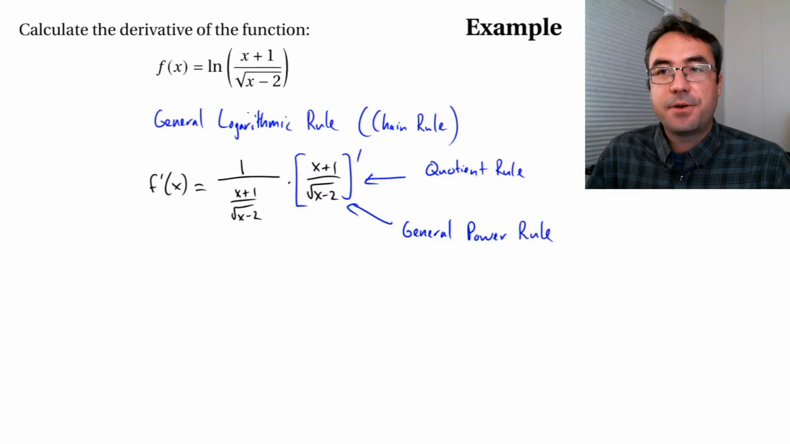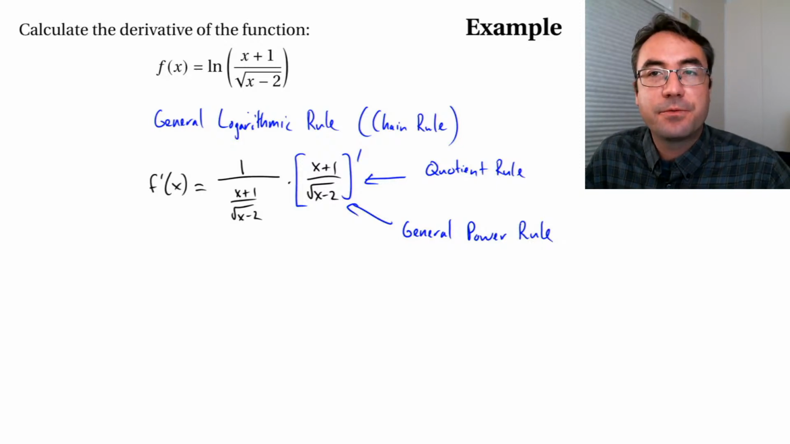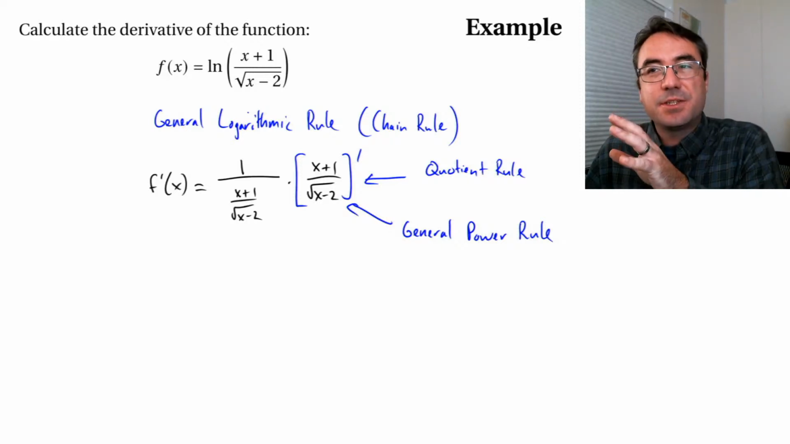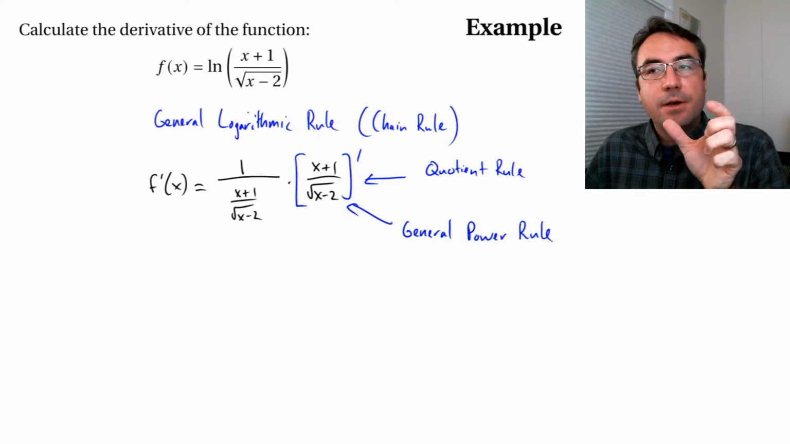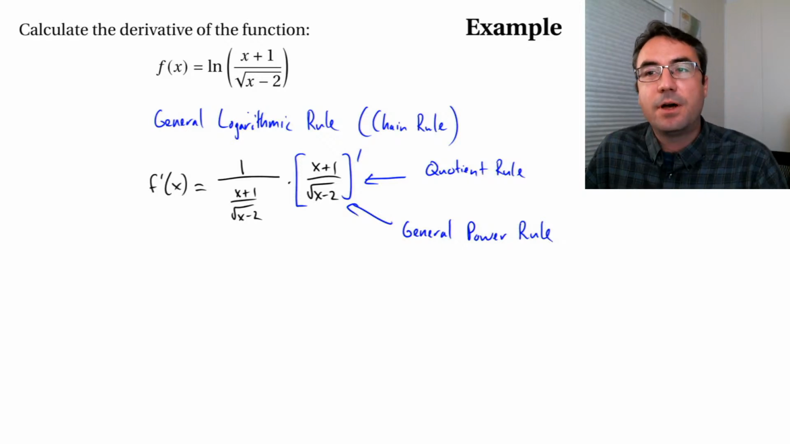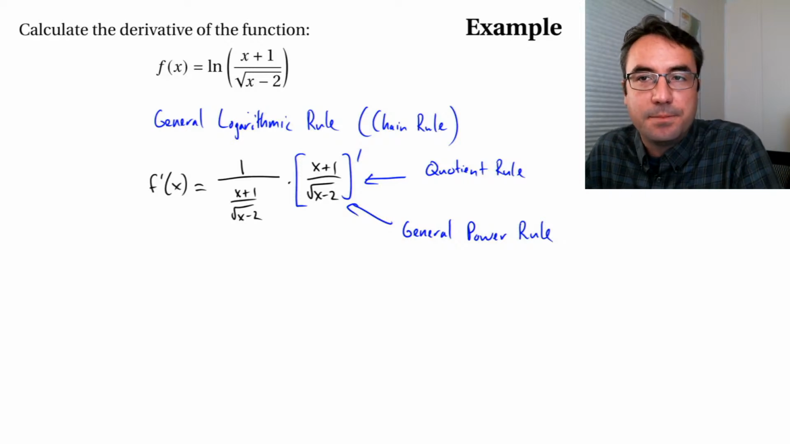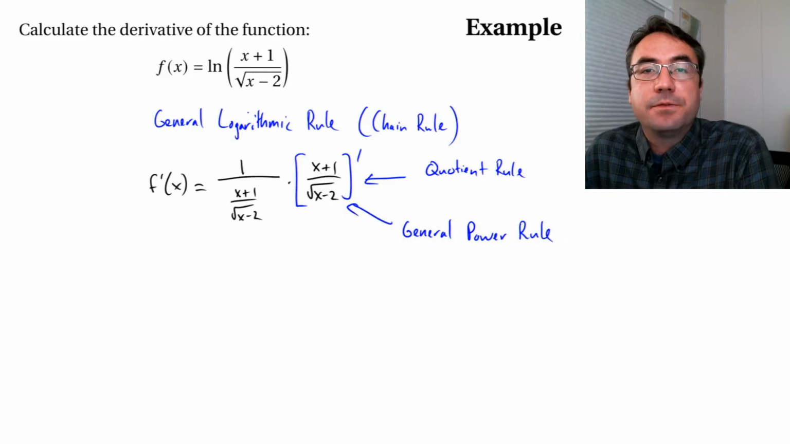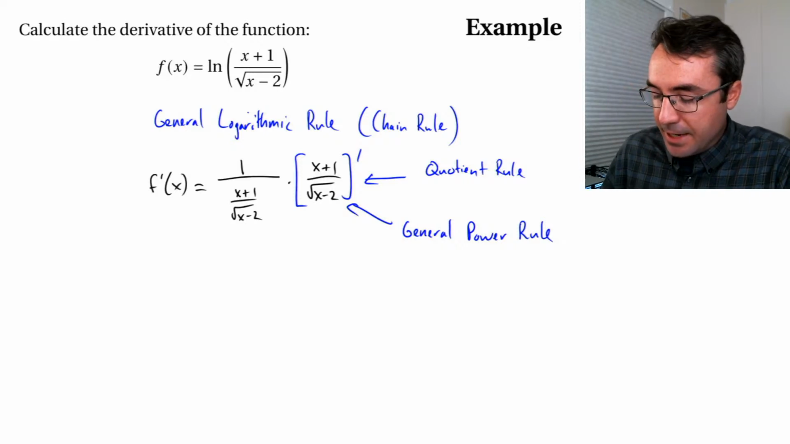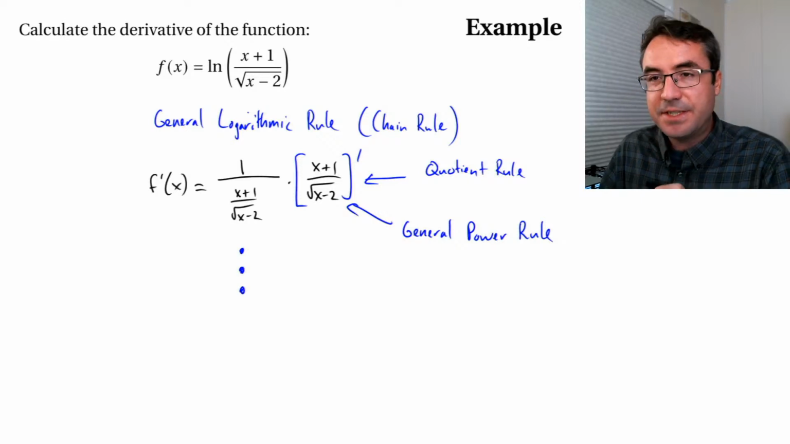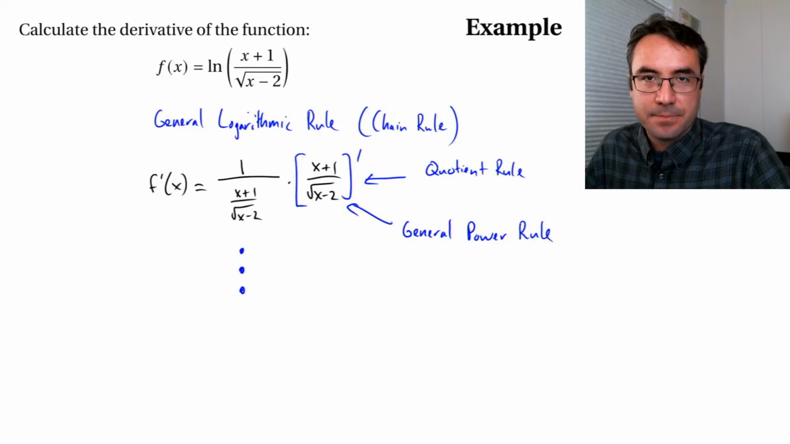And so there's kind of 3 different derivative rules that are going to come into play here. The general log rule, which is really just a special case of the chain rule. Then when we get to the inner function, we're going to have to use the quotient rule, and then we'll also have to use the general power rule. So it's going to be quite involved to do it this way. And it's perfectly fine if you want to do it this way. So we're going to stop there on this one.